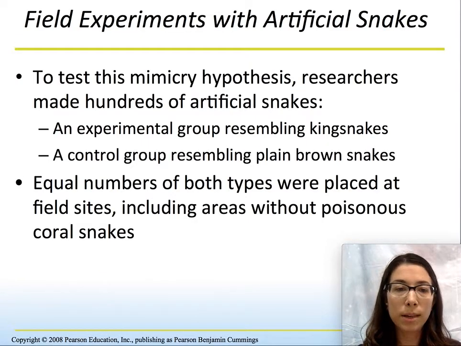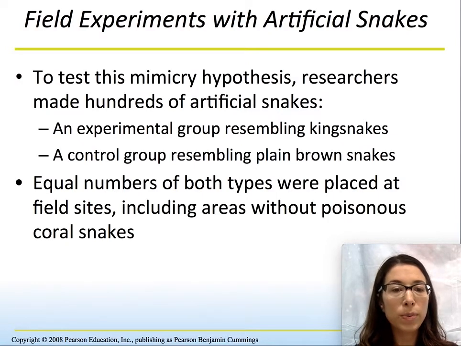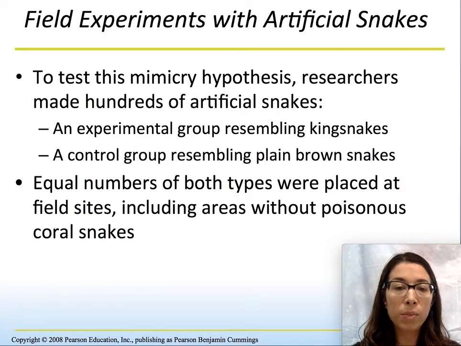Okay, so this is what they did. To test this mimicry, researchers made hundreds of artificial snakes. They took an experimental group that resembled the king snake, so they had that bright orange pattern. They took a control group that resembled plain brown snakes, so these were not brightly colored, and we can compare how many times the brightly colored group was attacked and how many times the plain brown snakes were attacked. Equal numbers of both types were placed at field sites, including areas without poisonous coral snakes.